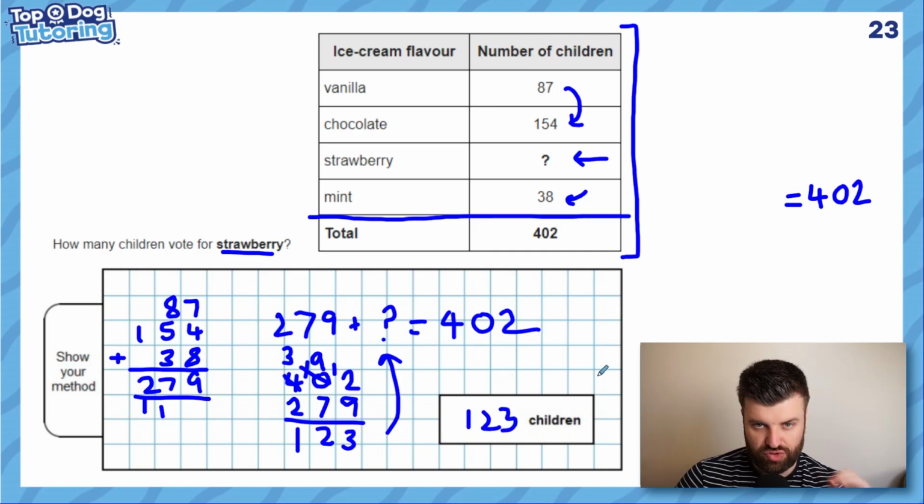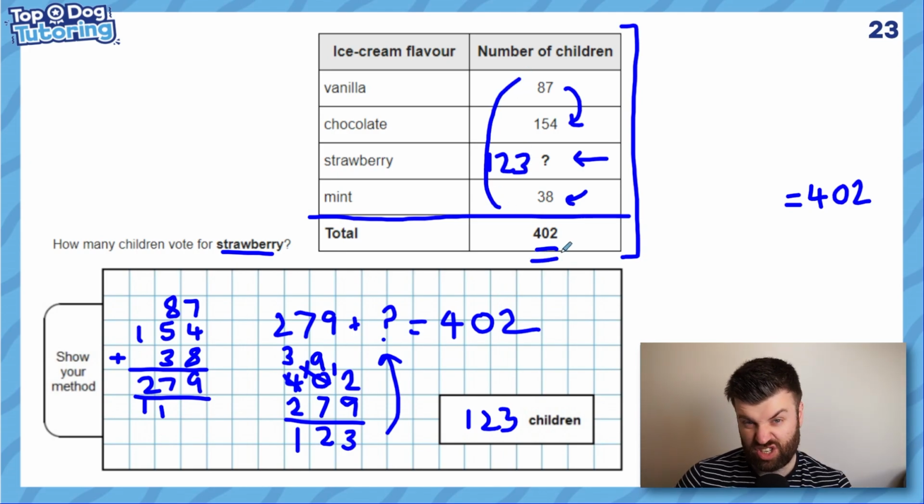123 children chose strawberry. If you had time at the end of the test, what I would say is, you've got 1, 2, 3 here. Add up these 4 numbers, see if you get 402. That'd be a good way just to make sure you got it absolutely right. Okay, that would be my little technique for that one.